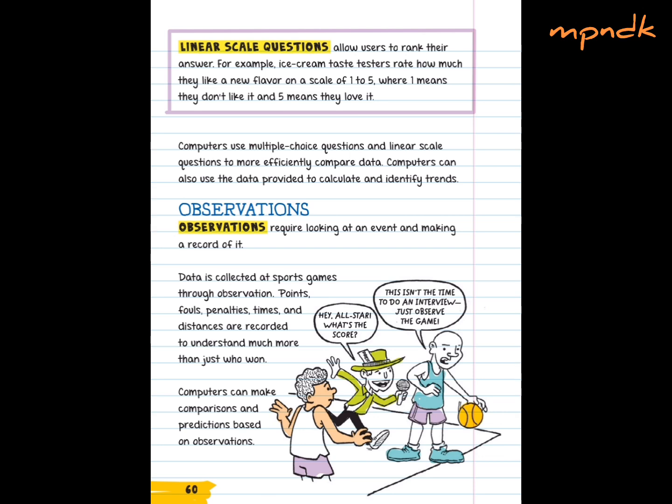Observations require looking at an event and making a record of it. Data is collected at sports games through observation. Points, fouls, penalties, and times and distances are recorded to understand much more than just who won. Computers can make comparisons and predictions based on observations.